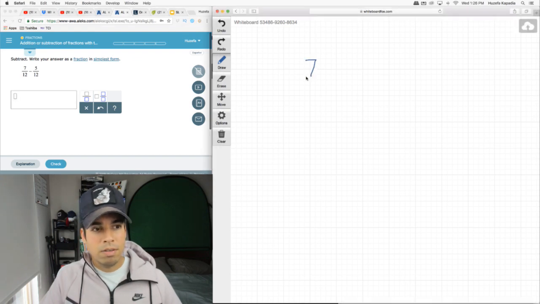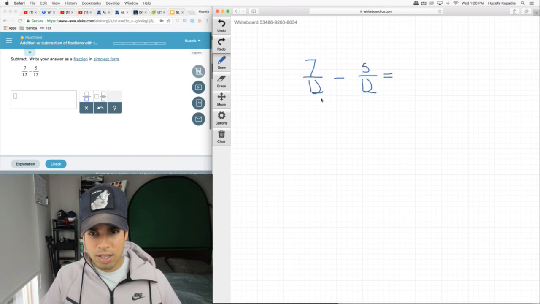Okay, 7/12 minus 5/12. So let's see, we've got 7 minus 5. When we're subtracting fractions that have the same denominators, we don't mess with the denominators. The denominator just stays the same.